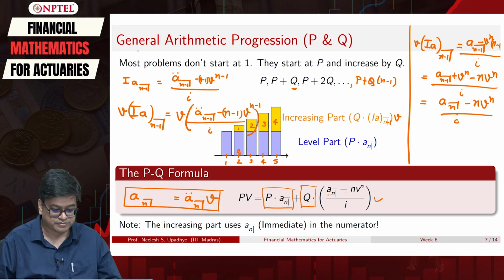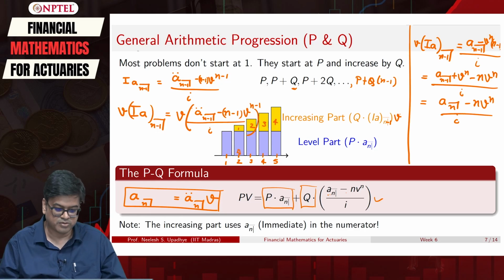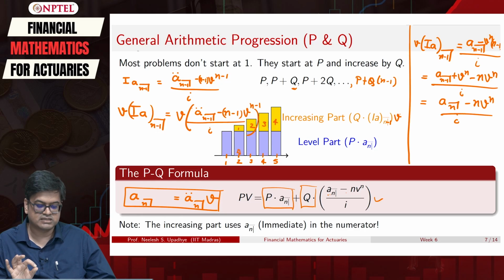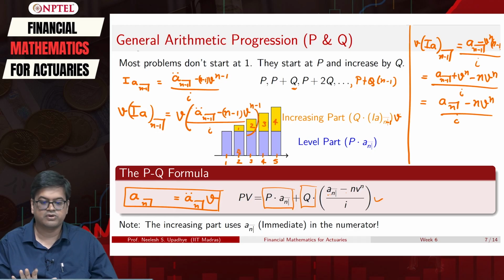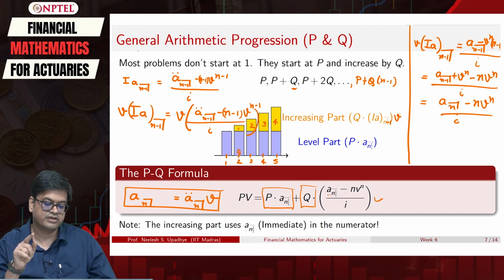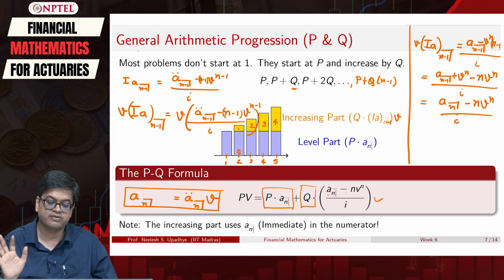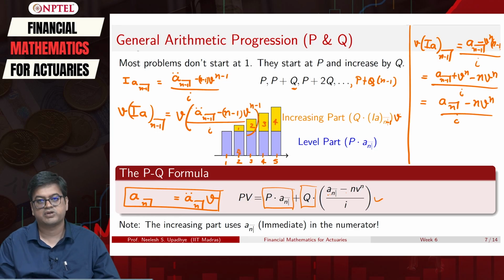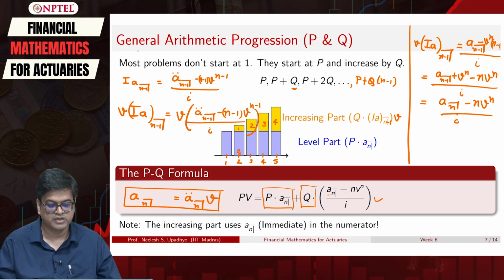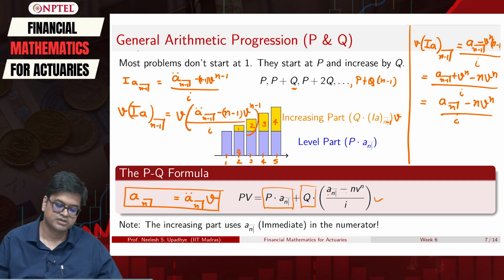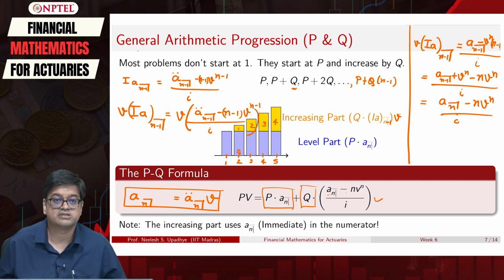So, now we have this formula which essentially says that when I am using the PQ formula, I will never use annuity due, I will use annuity immediate. This is very important for solving problems, because generally people get confused in these kinds of problems. So, just remember this. Okay.